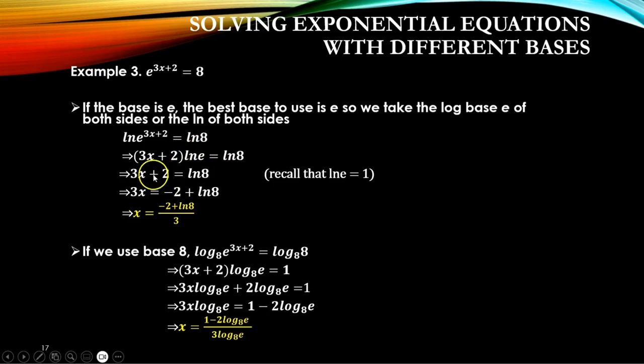So you're left with 3x plus 2 is equal to ln of 8. 2 goes to the other side. So it can be ln of 8 minus 2, all over 3. But also, you can use base 10 log or base 8 log. It depends on what you really use.